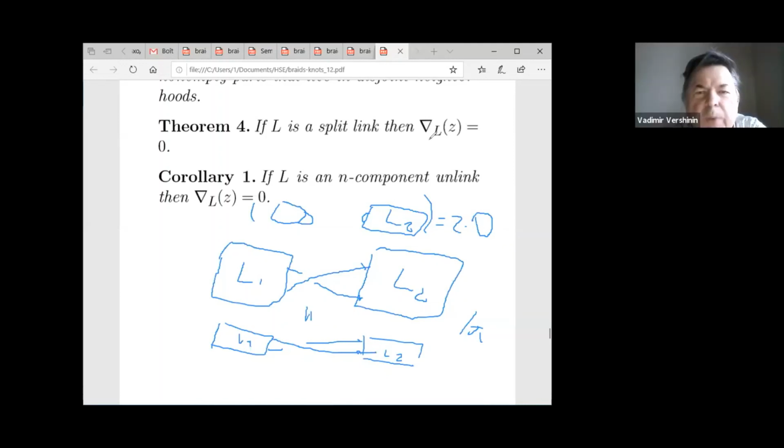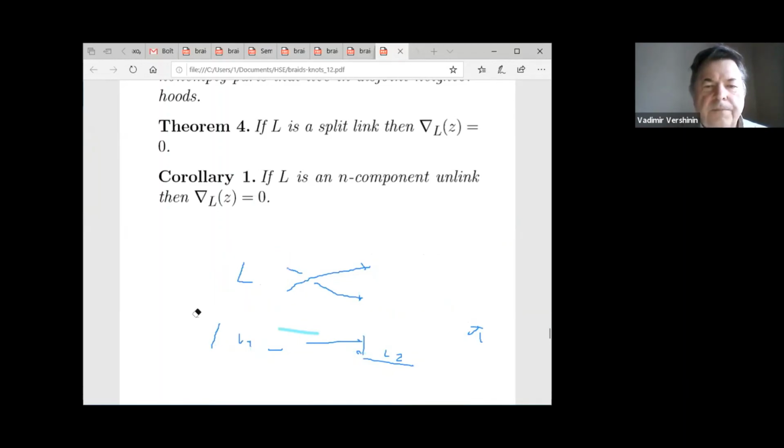This is a wonderful fact. For example, if you have an unlink of n components, it's not true for a general link, even the Hopf link, but for the unlink you can divide and you have 0. So the Conway polynomial has value 0 if you have two parts. This is what we shall use immediately.